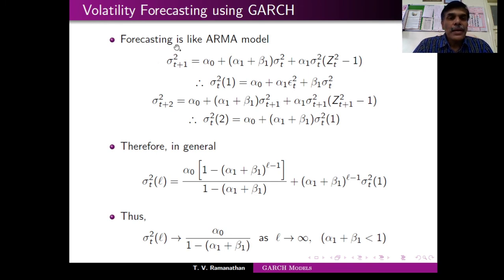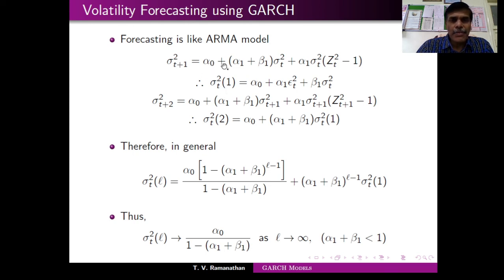For example, if you consider one-step-ahead sigma_t square, then sigma_{t+1} square is alpha_0 plus (alpha_1 plus beta_1) sigma_t square plus alpha_1 sigma_t square (Z_t square minus 1). This Z_t square minus 1, you remember we have done this exercise, is eta_t, so I will be replacing it with that corresponding thing. So you will get this kind of a thing in this context, and if you take the expectation, that gives the one-step-ahead forecast.